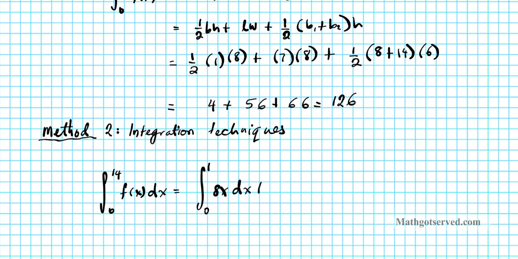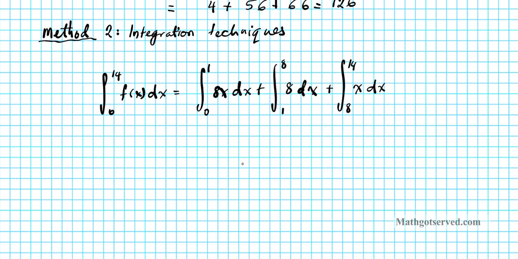dx plus region 2, we're going to integrate from 1 to 8. And the region that's a horizontal one, which is simply 8 dx, plus the last one, we're going from 8 to 14, and that was x dx. Okay? All right, now let's evaluate the integrals one by one. We're going to be using FTC part 1 here.